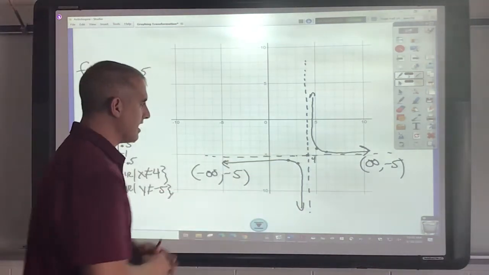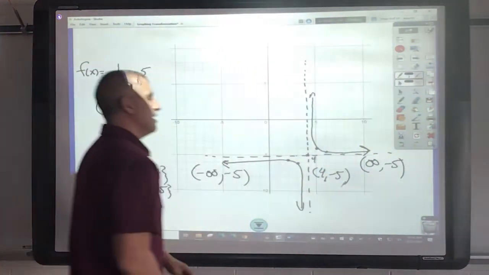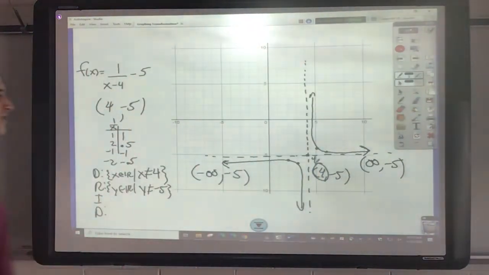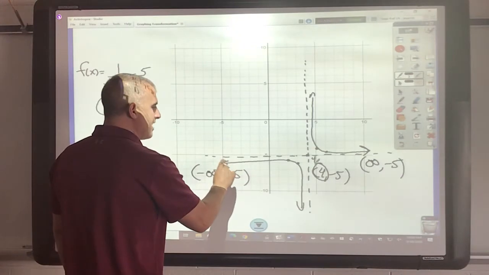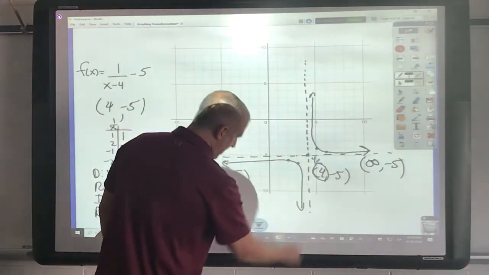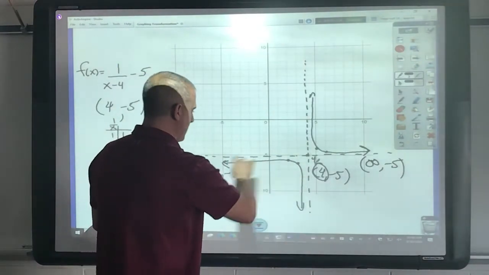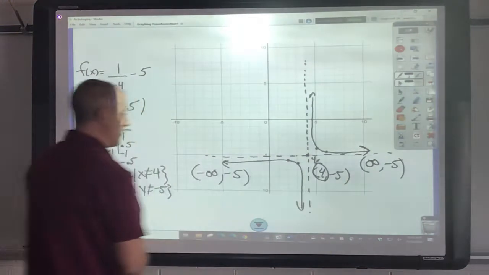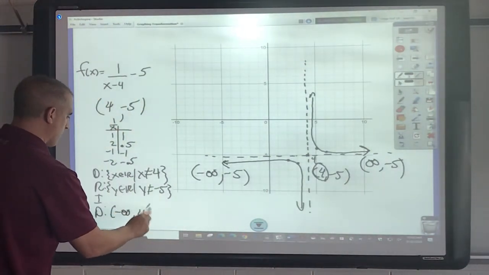All right, now, here's the simplest way I would say to do increasing, decreasing. As you can see here, this anchor point is 4, negative 5, okay? Now, we only care about the x values, okay? So here's what's basically happening. If I start from the left, this is going, and then it just drops off. So this would be considered a decrease. So it's decreasing from negative infinity till it gets to my anchor point of 4. So it's decreasing from negative infinity to 4, okay?